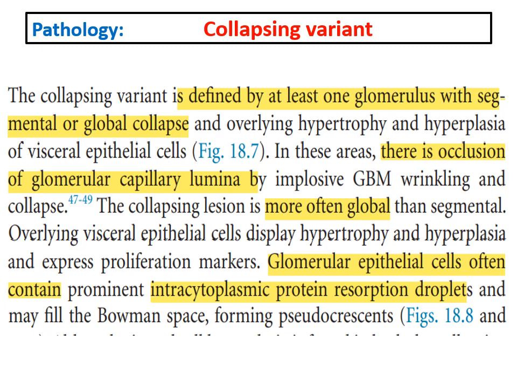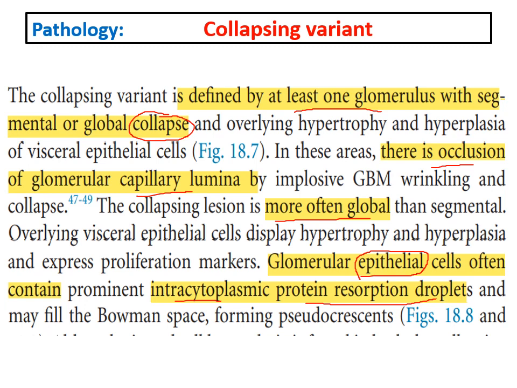The collapsing variant is characterized by the presence of collapse in the glomerulus. There should be at least one glomerulus with segmental or global collapse. And usually there is occlusion of the glomerular capillary lumen. The collapse is usually global rather than segmental. In epithelial cells, usually there are intracytoplasmic protein resorption droplets. So inside the visceral epithelial cells, there are usually intracytoplasmic resorption droplets.